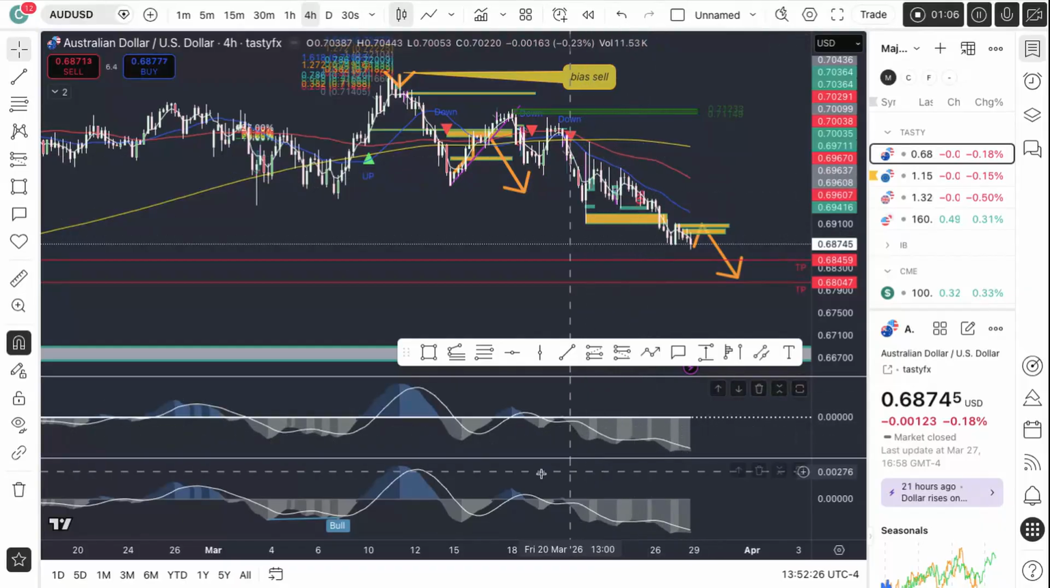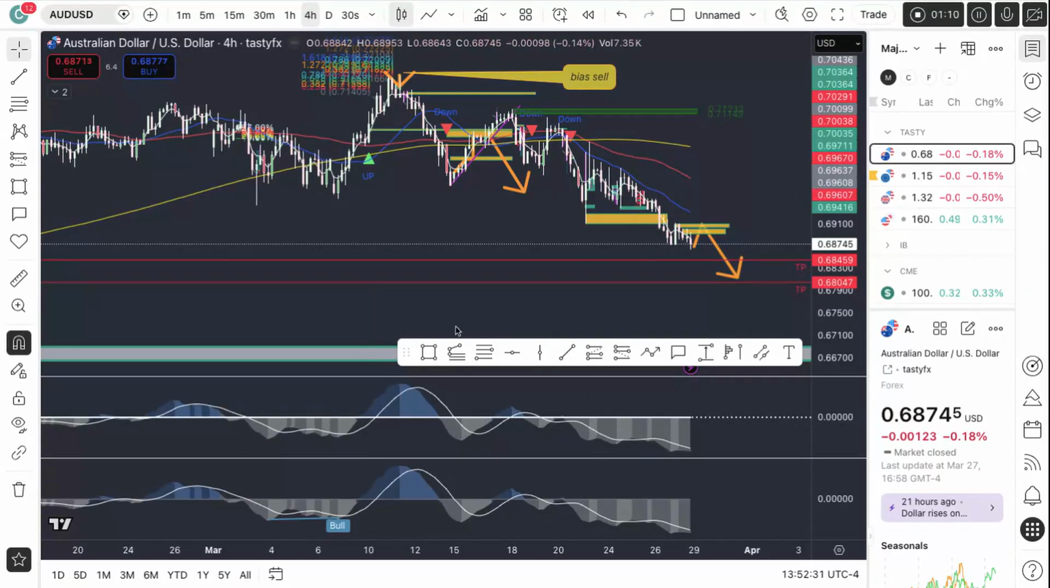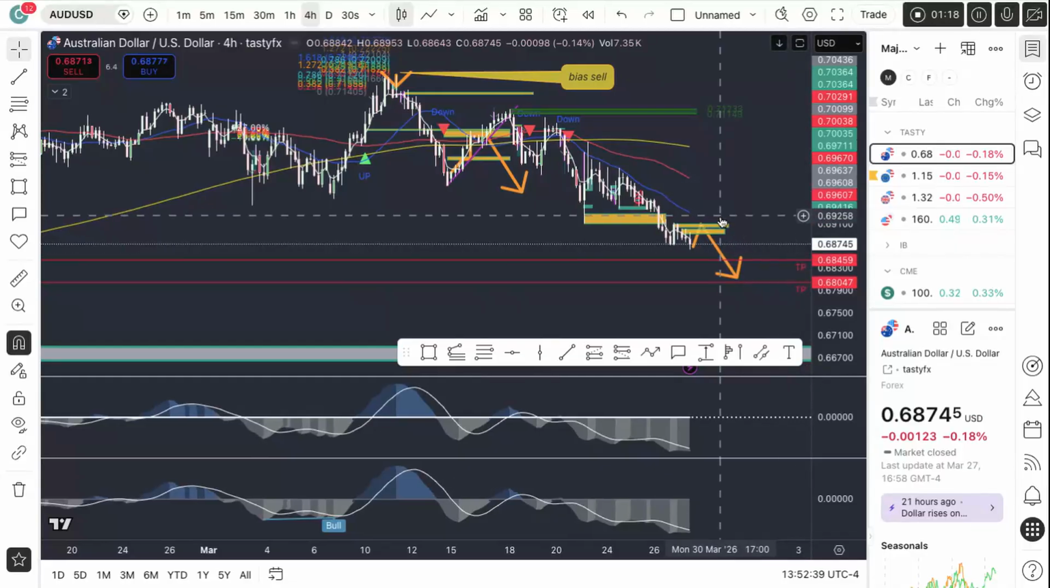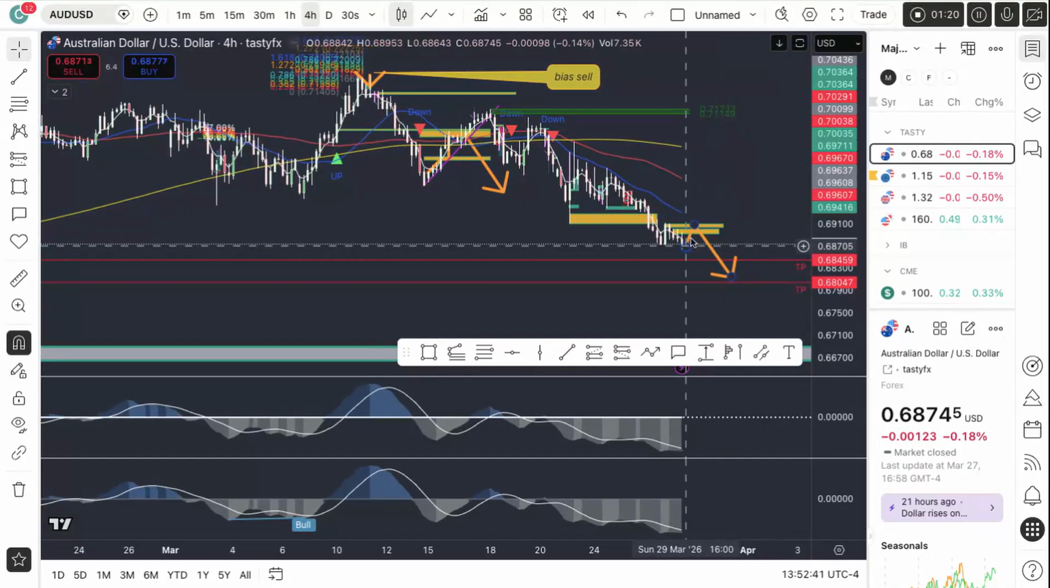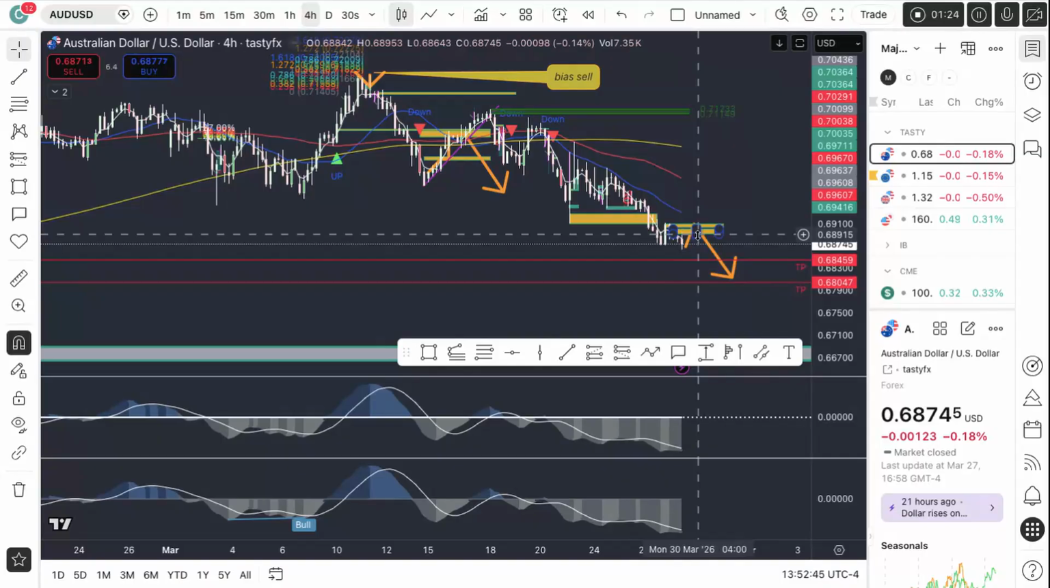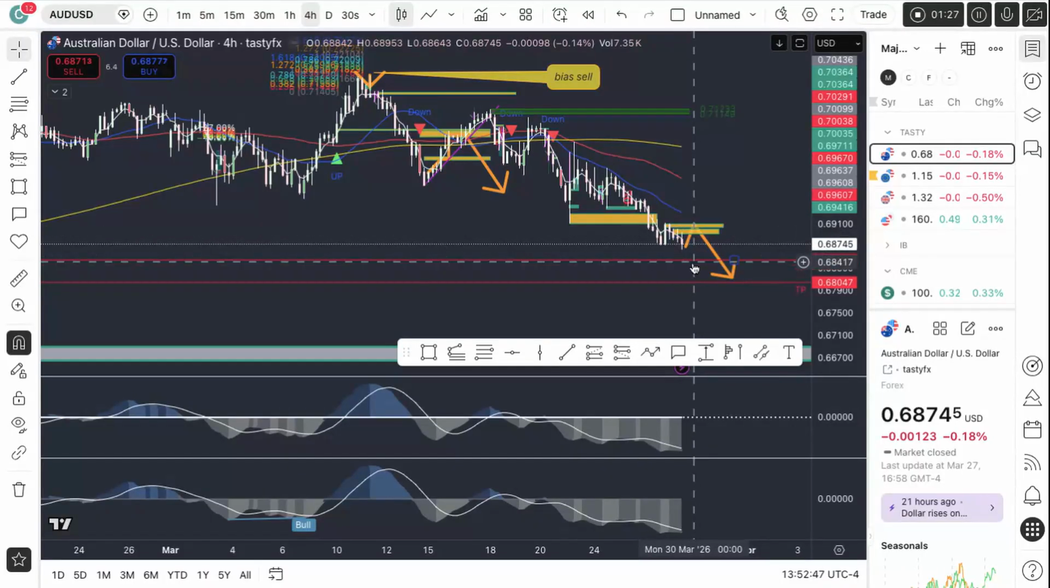MAs, MACD, all that stuff right now is showing that the market wants to keep selling until otherwise. So what am I expecting for the beginning of the week? That the market will continue to sell. I've identified a few zones up in here that the market can get to before continuing to push down to these targets.